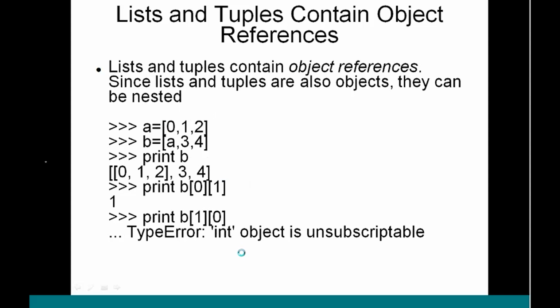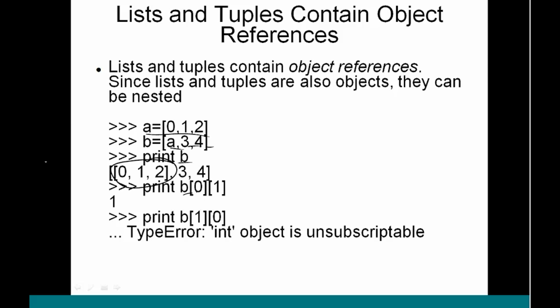Both lists and tuples contain object references. So the lists and tuples are also objects. They can be nested. So you can actually describe a tuple within a list, and a list within a tuple, and a tuple within a tuple, and a list within a list. So here we can say A equal to [0, 1, 2], B is [A, 3, 4], and when we print B, a nested list is getting printed.